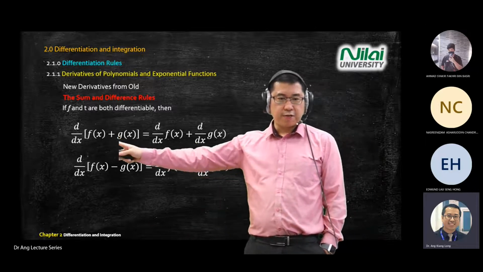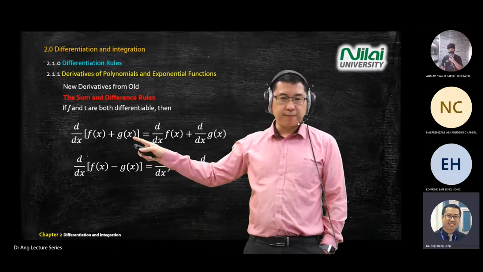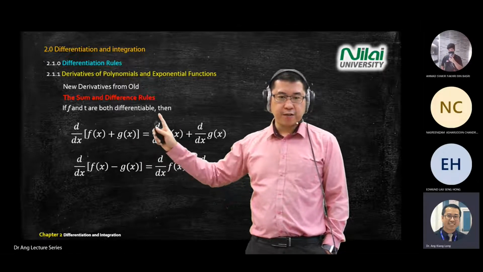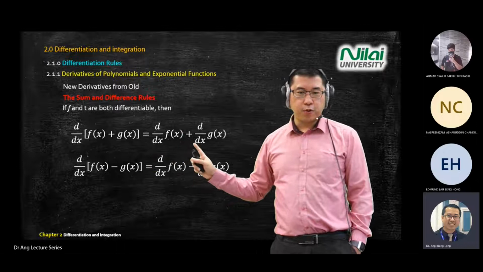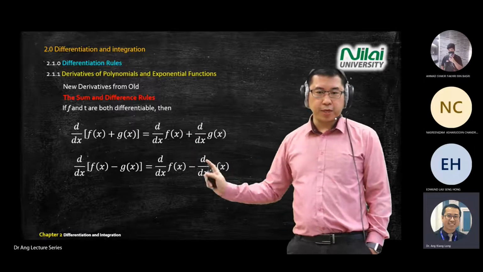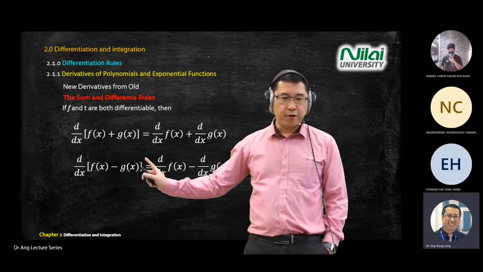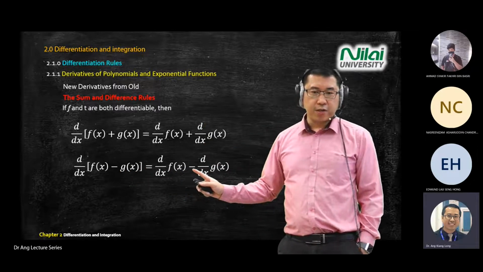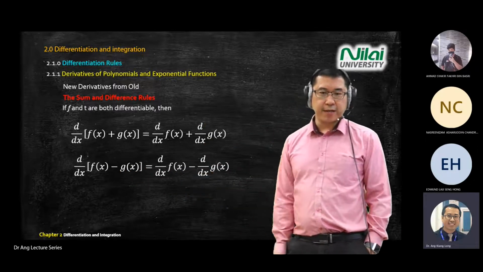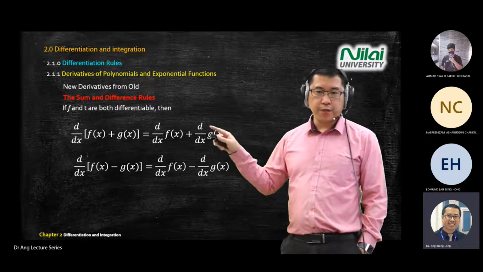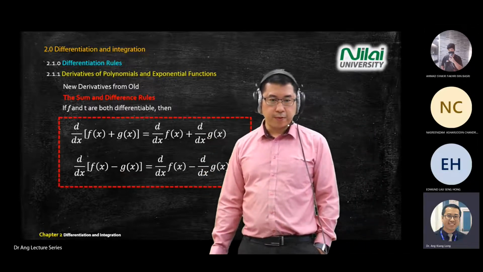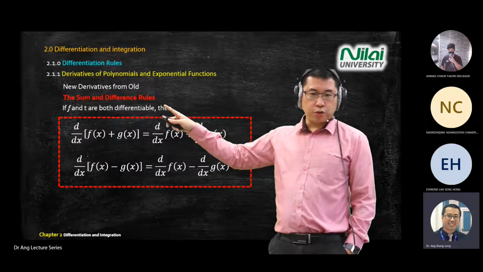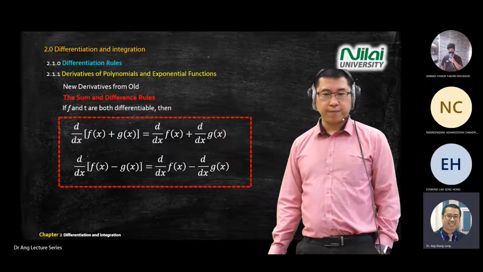If you have two functions and you need to differentiate them, you can break them into two parts. You can differentiate the first part, then you do the second part, then you combine them together. If you have a negative, also the same. You do the first part, you minus the second part. You just break into two operations. I'll give you one example. So this is the second rule, how we solve differentiation.